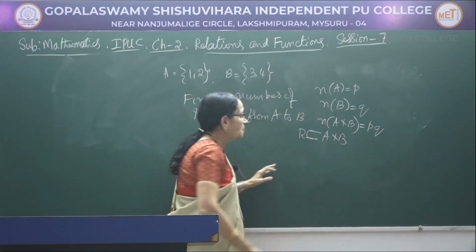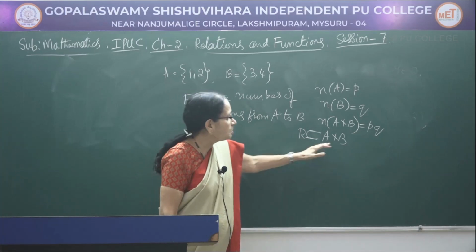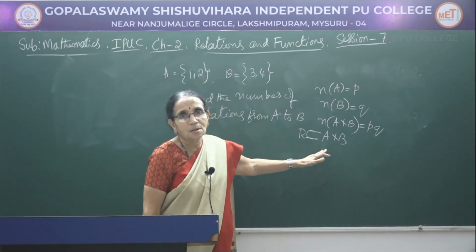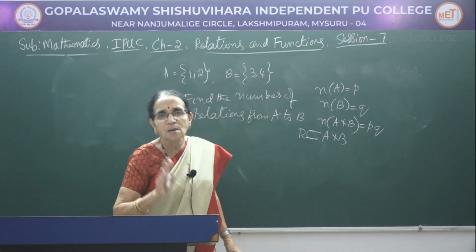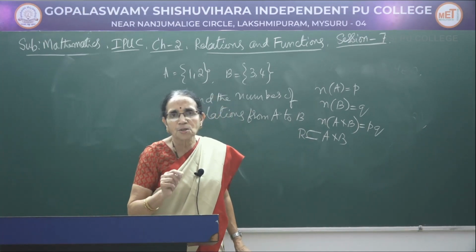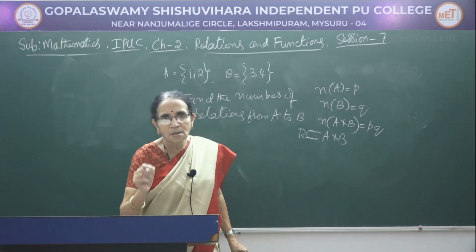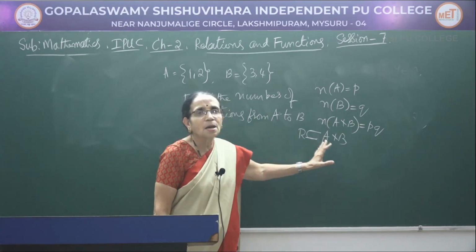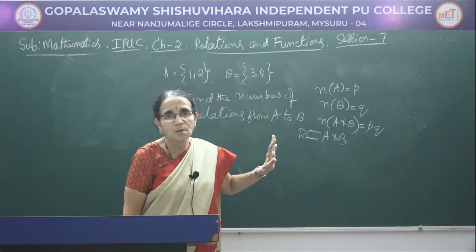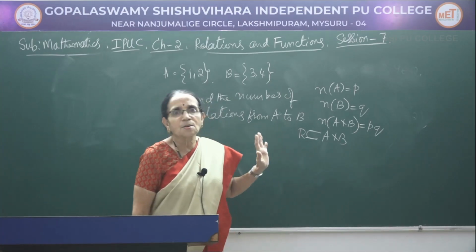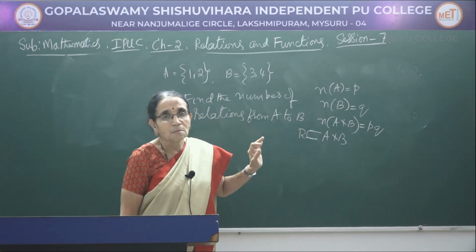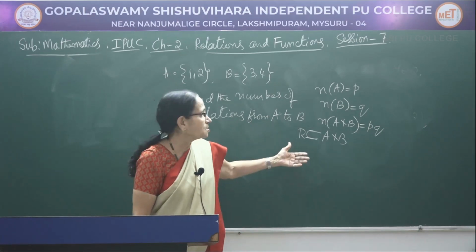That means the elements that belong to R were a part of A cross B, the Cartesian product. So, generally we can say this is how a relation has to be defined. A relation from the set A to the set B is a subset of A cross B. For a 1 mark question, suppose anybody asks you to define a relation from A to B, R is a subset of A cross B. Then I have given the details of that one.